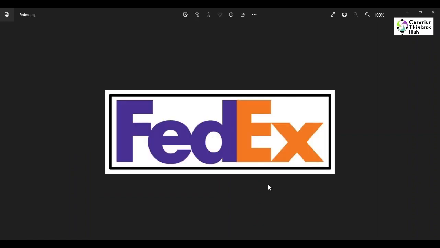FedEx, we all know, is a transport company, and therefore the arrow that is showing over here shows movement and Federal Express. So that is how FedEx is taken into account, and therefore the two colors also come in.